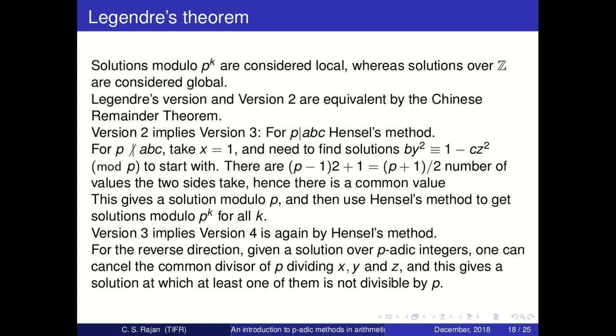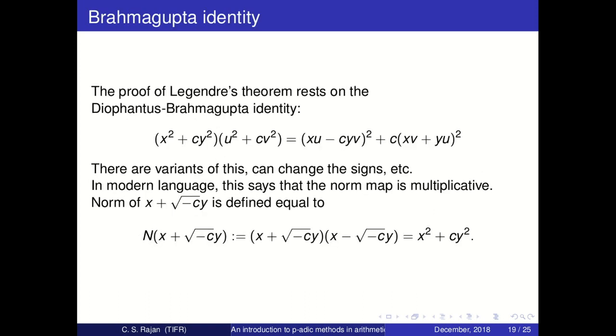Version 3 implies version 4 plus missing. For the reverse direction, from version 4 to version 2, you have a solution mod p-adic integers, you can knock off the common power of p, and you get something where at least one element in the xyz is not divisible by p, and that gives you a solution. Okay. So now I'm going to give you a proof of Legendre's theorem, and it's very simple.